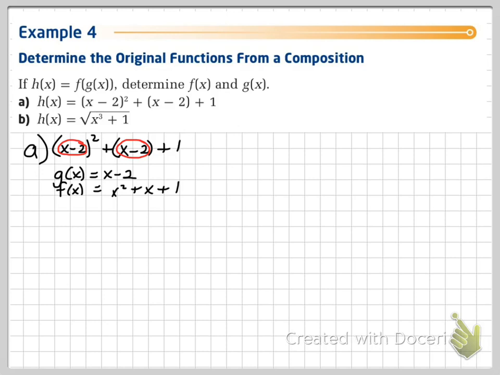We plugged g of x into f of x to come up with x minus 2 squared plus x minus 2 plus 1. In b, let's look at the square root of x cubed plus 1. Well, something simple that pops up here is if g of x was the part underneath the root sign, and that is x cubed plus 1. And then f of x could be just the square root of x. This would mean that h of x would be f of g of x, meaning we would take the x cubed plus 1 and plug it in where the x is right now to get h of x.